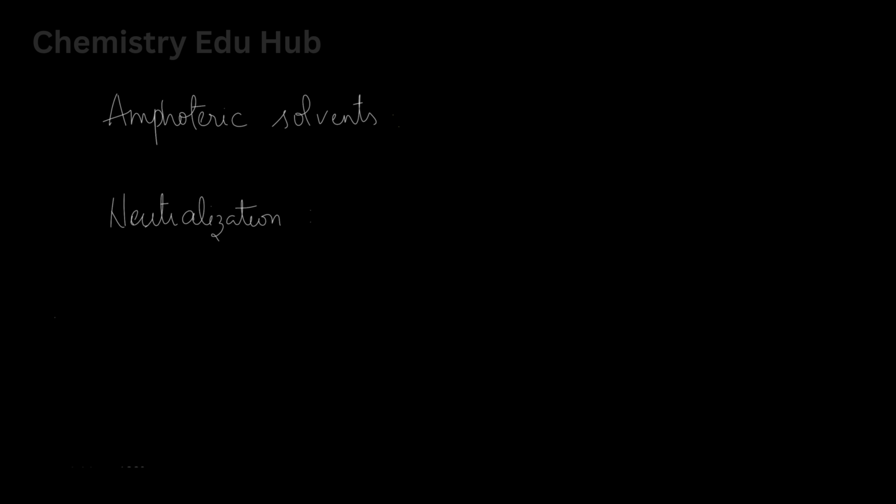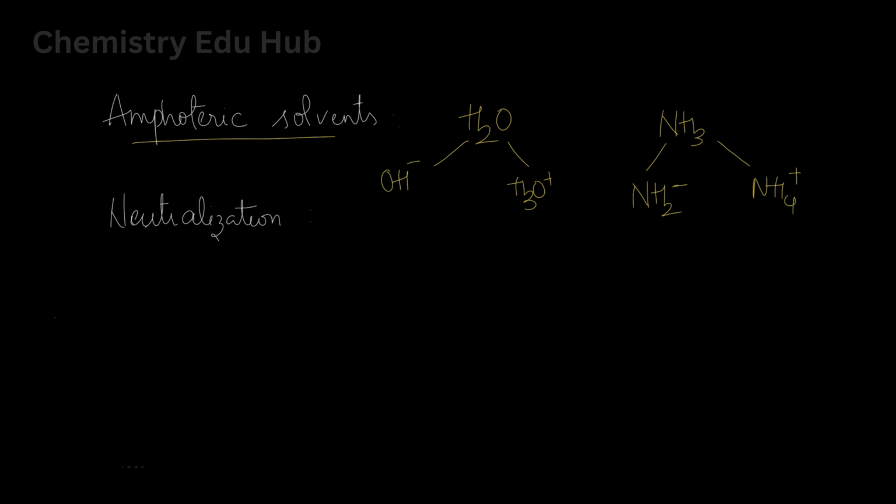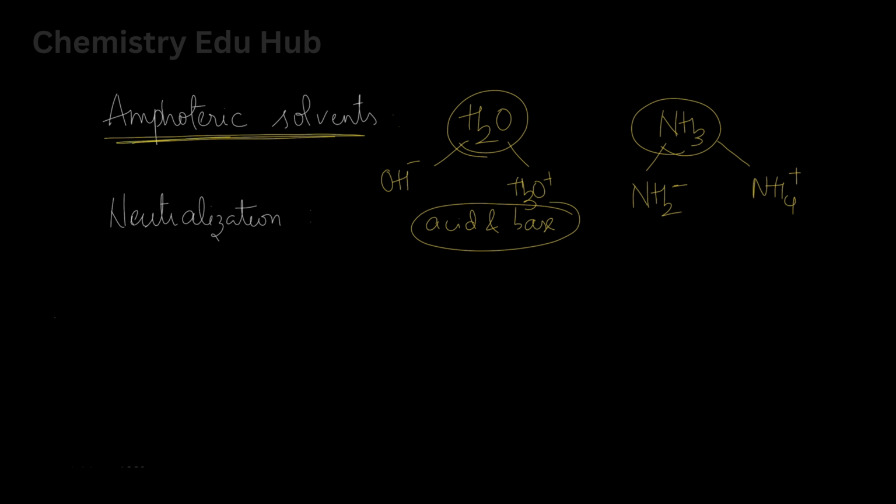Bronsted theory explains the concept of amphoteric solvents. For example, if you take water as a solvent, it can act as both an acid and a base. How? It can lose a proton by forming OH minus, or it can gain a proton by forming H3O plus. Similarly, if we take ammonia as a solvent, it can lose a proton to become NH2 minus, and it can gain a proton to form NH4 plus. So a solvent like water and ammonia can act as both an acid and a base. Such solvents are called amphoteric solvents.